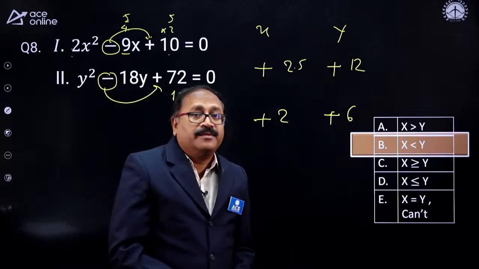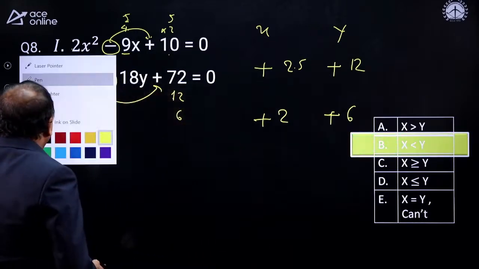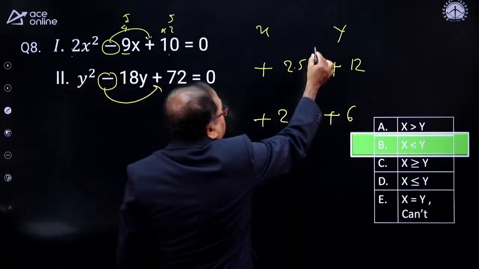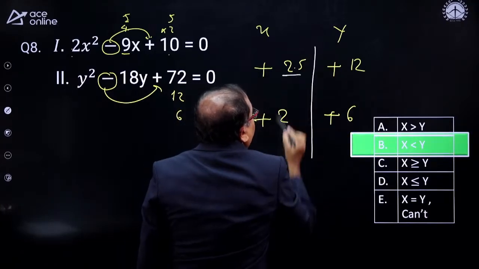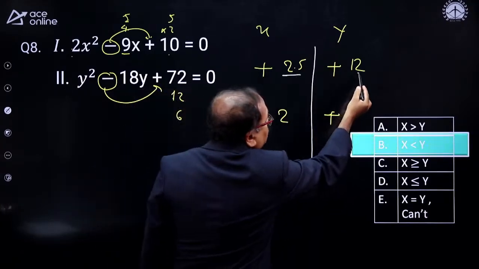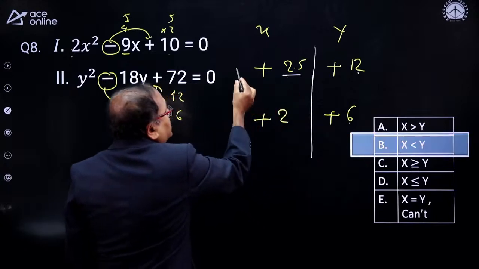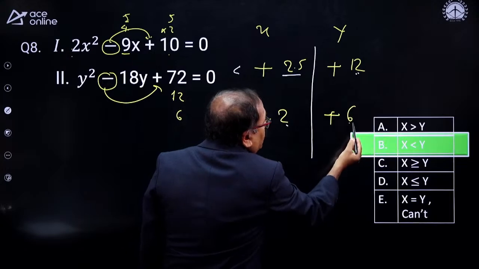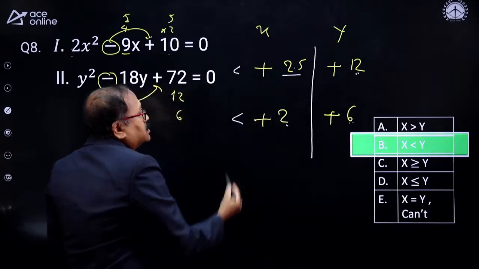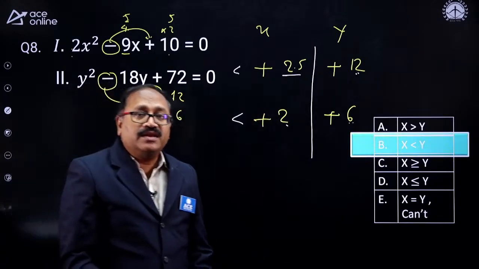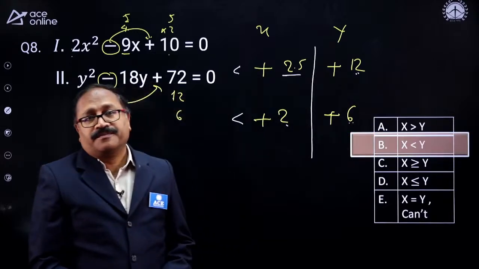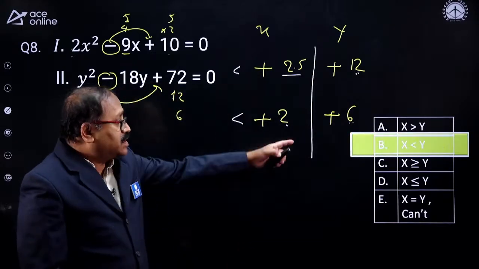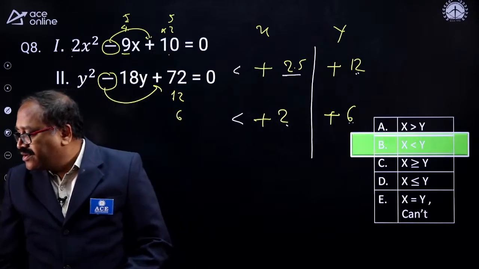Yeah, you are right. Now, what I notice is, here these two, look at this one. So this is 2.5, this is 12 and this is 6. Obviously here x is less. Here it is 2, here it is 12 and here it is 6. So it is less. Therefore, x is less than y.